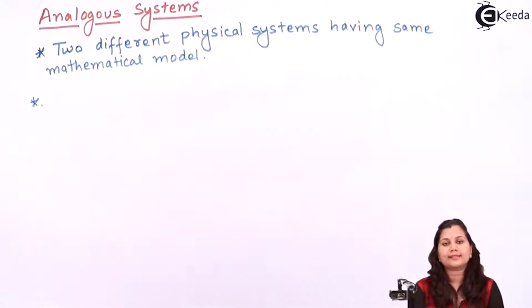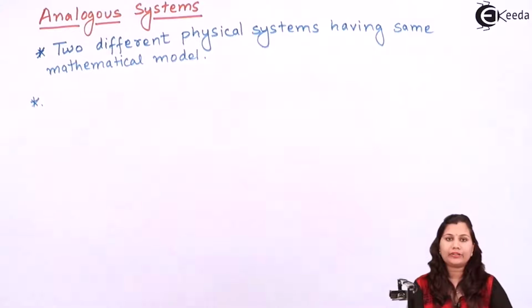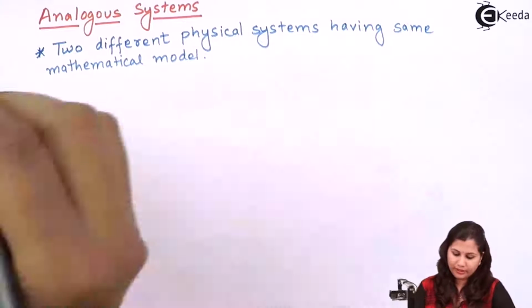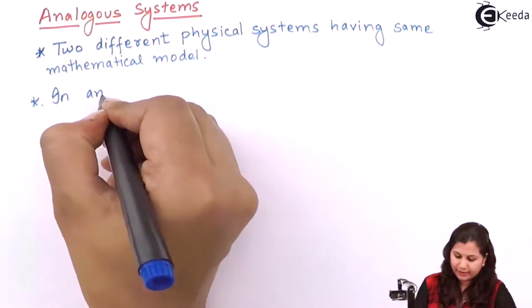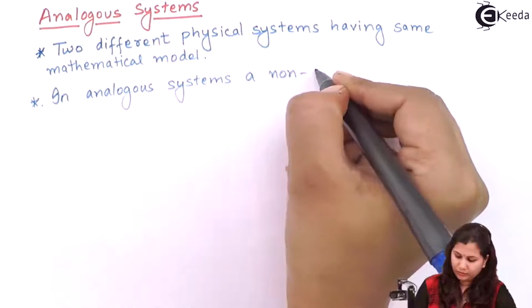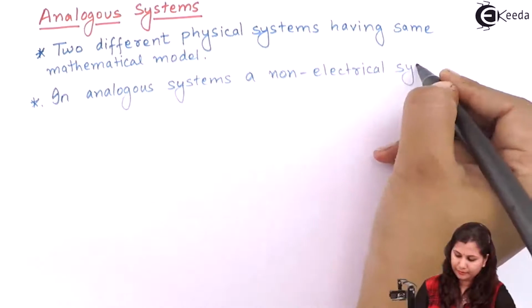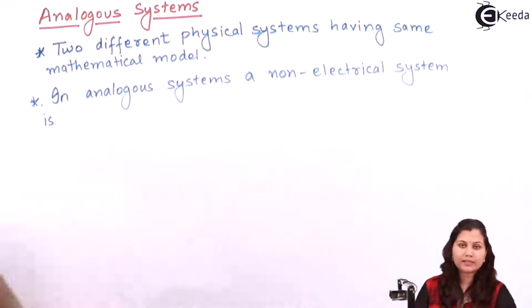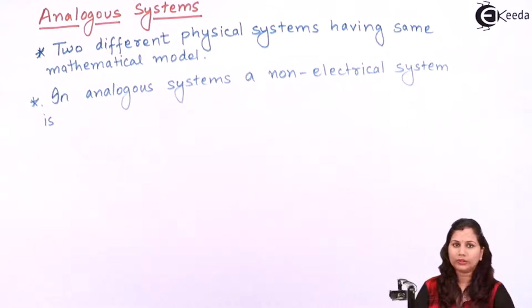So in analogous systems, we describe a non-electrical system in a way to represent it in the form of an electrical system, and those two systems will be called as analogous systems. So in analogous systems, a non-electrical system is represented by its electrical counterpart.